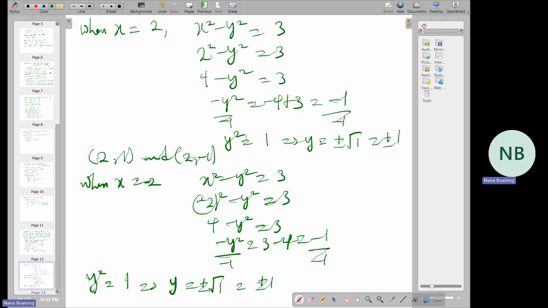So when x is equal to negative 2, the solutions are -2, +1, and -2 and -1. So these become the four solutions that we have.